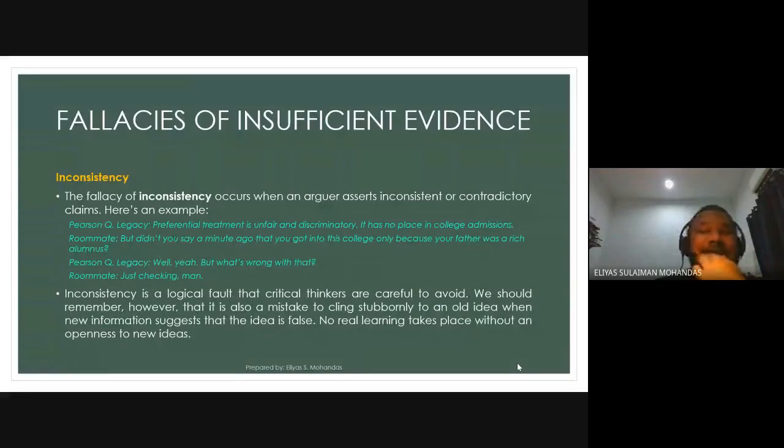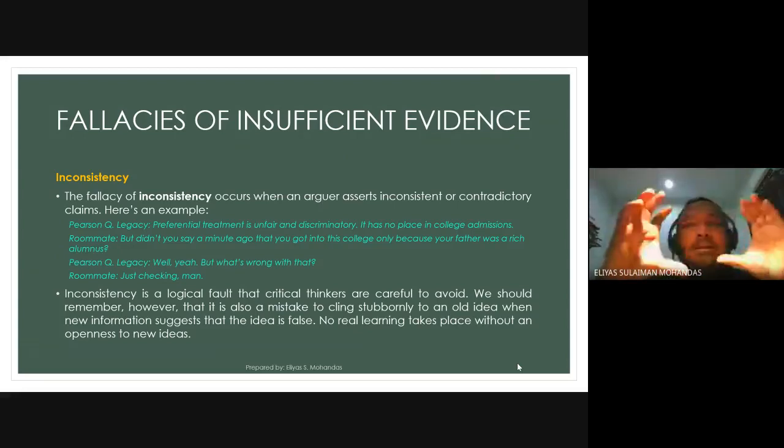Now, the fallacy of inconsistency occurs when an arguer asserts inconsistent or contradictory claims. So let us look at an example here. There's this one person who said that preferential treatment is unfair and discriminatory. It has no place in college admissions. Concept preferential treatment is where dia masuk ni sebab dia pakai kabel. Masuk pakai kabel lah, that's the whole concept. So it has no place in college admission.